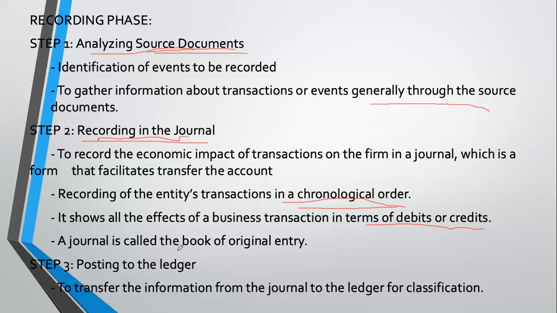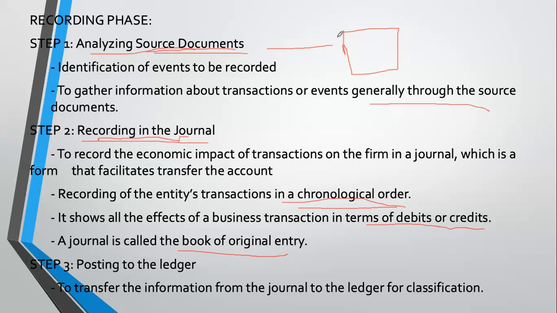So a journal is called the book of original entry. Therefore, all of the transactions are written or recorded in the journal or the book of original entry. So this is, for example, your journal. Every time you analyze the source documents and you have identified those accountable transactions, then you record the transactions in the journal. So mag-record ta sa mga transactions affected, unsa atong ipang debit, unsa atong ipang credit.